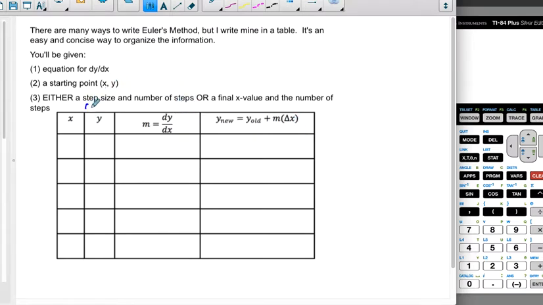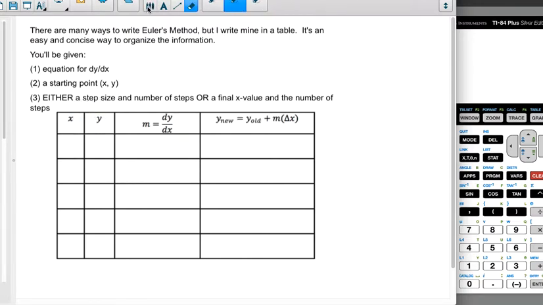So step size meaning delta x, and a number of steps, like use delta x is 0.5 and do it 5 times or 3 times. Or you're going to be given a final x value and how many steps you're supposed to take. I use a table where I list the x and y, the slope, which is dy dx, and then my point slope equation. So we're going to walk through how this works.